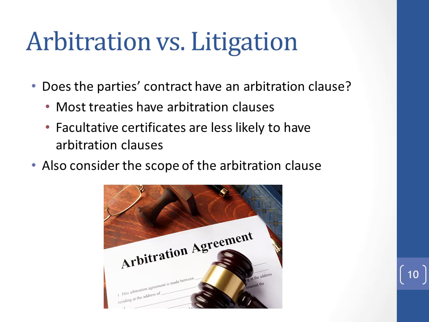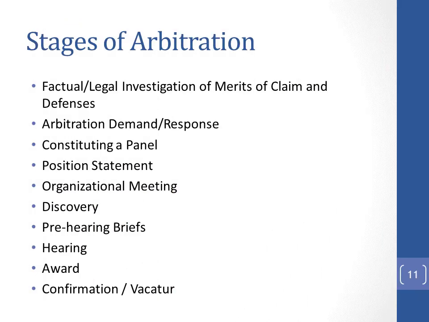Now turning to the next slide, this slide talks about the stages of the arbitration. And we're going to go through these all in a little bit more detail, but you can see them here. First would be factual and legal investigation of the merits of the claim and any defenses. Next, an arbitration demand and response. Third would be constituting a panel. Fourth, a position statement, an organizational meeting, discovery, pre-hearing briefs, a hearing, an award, and then confirmation or vacatur.